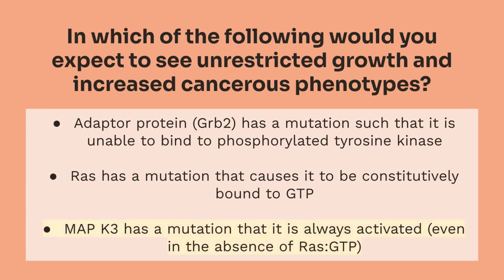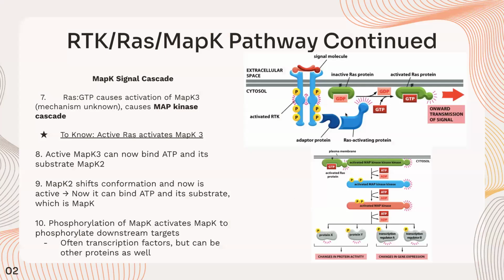So let's go through each of these. What Yago said, cancerous phenotypes means unrestricted cell differentiation, cell division. That's what cancer is. So the signals keep differentiating and keep dividing cells. So everything is always on. So GRB2 has a mutation such that it's unable to bind to the phosphorylated tyrosine kinase. If GRB2 can't bind there, is the signal going to keep going? No. Again, always possibility for crosstalk, but it wouldn't be able to keep going.